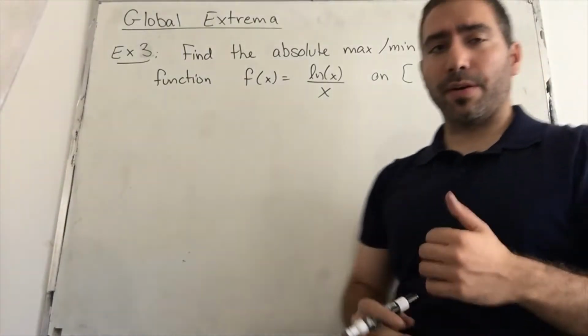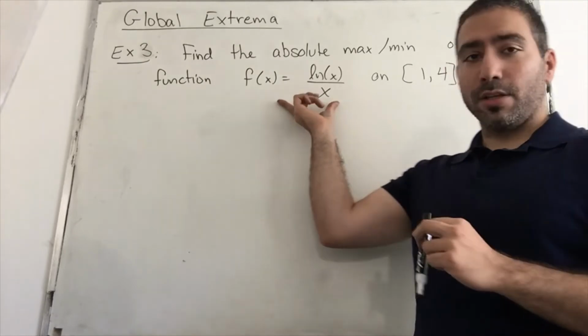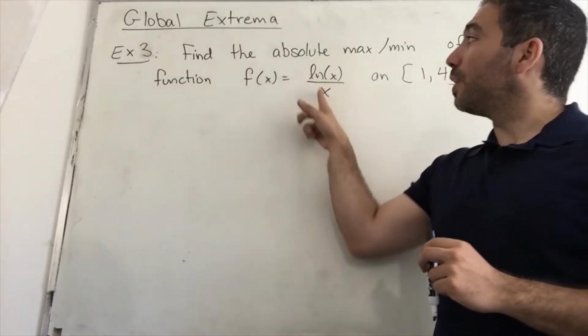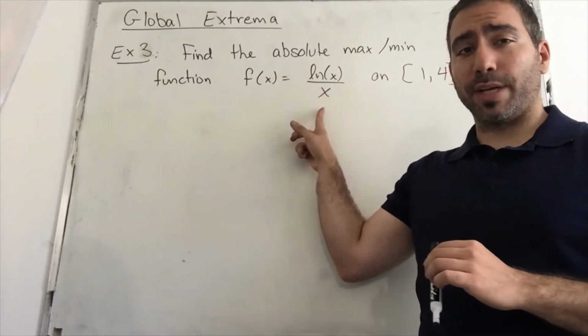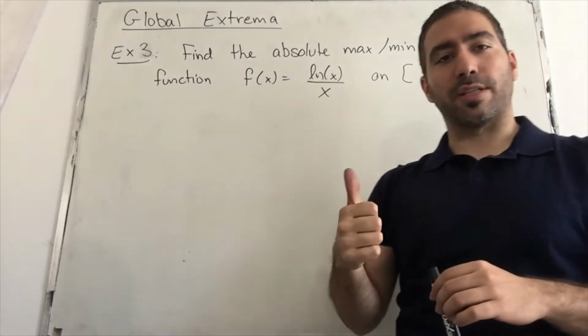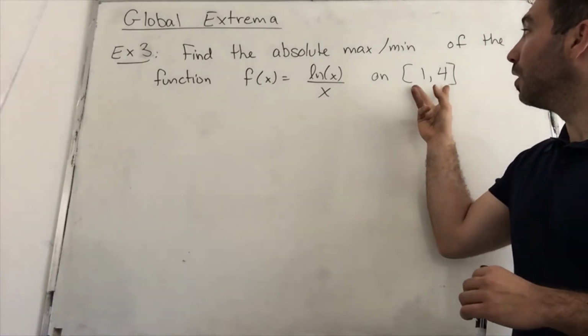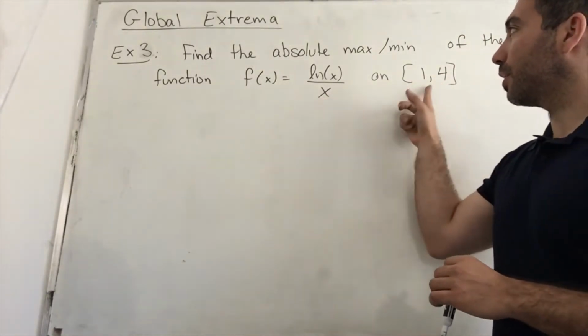First things first, we have to ensure that the function is continuous. Do we have a continuous function here? No, we do not. Why? We have a division and we can't divide by 0. Is 0 in the interval? No, so that's fine. So it's not continuous everywhere, but it is continuous in our interval because 0 is not in the interval.